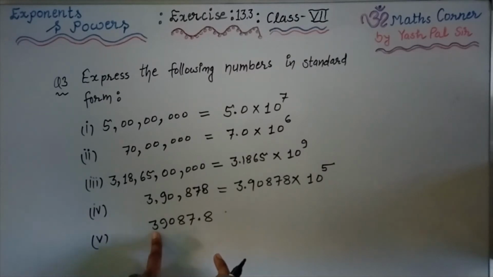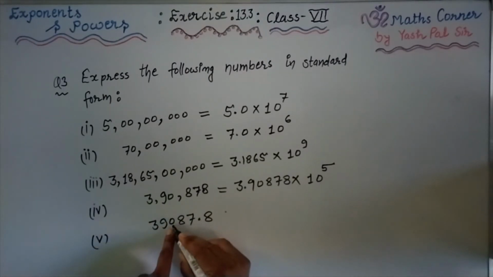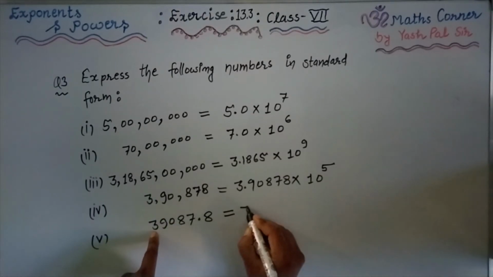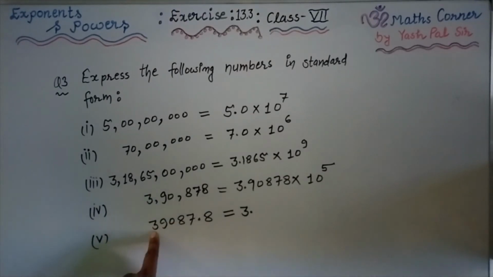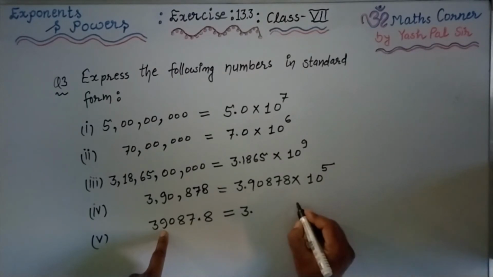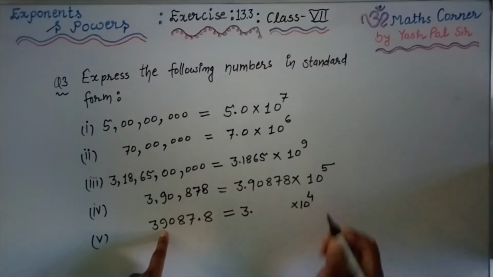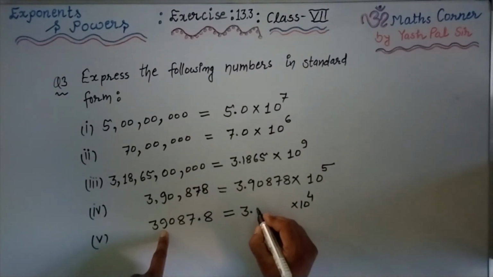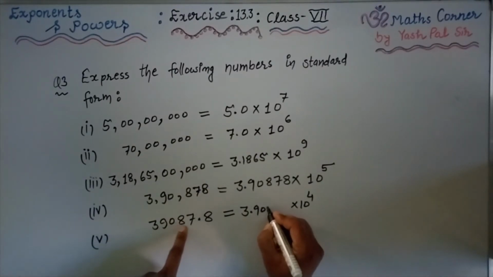Next, now this is part number 5. Here is a little bit of a twist once again. Decimal is placed here. So we start from here: ones, tens, hundreds, thousand, 10,000. So we write here 3 point. After 3 we put the decimal. How many digits are there up to 7 before the decimal? 1, 2, 3, 4. So 4. We write 10 raised to power 4.